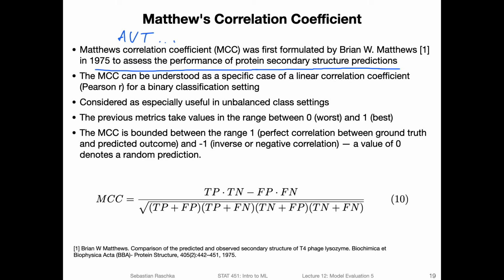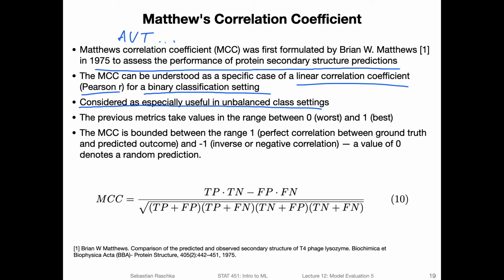So you can think of it as a version of a linear correlation coefficient, but instead of a Pearson's R for linear regression, you would have that for a binary classification setting. So it's like a correlation coefficient for classification settings. And sometimes it's also regarded as useful in imbalanced class problems, where one class has more examples than the other. So in some cases I see that also recommended for imbalanced class problems.